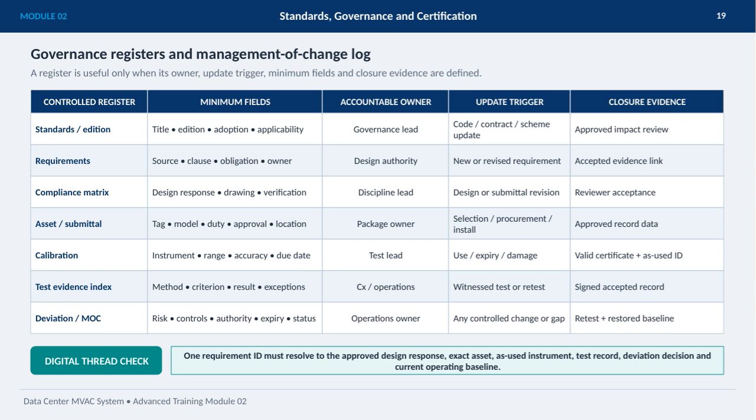Moreover, the digital thread check is an important step to verify that one requirement ID links consistently to all related documents and records, from approved design responses and exact assets to as-used instruments, test records, deviation decisions, and the current operating baseline. This ensures a seamless, auditable trail that supports compliance and effective management of changes in the system.